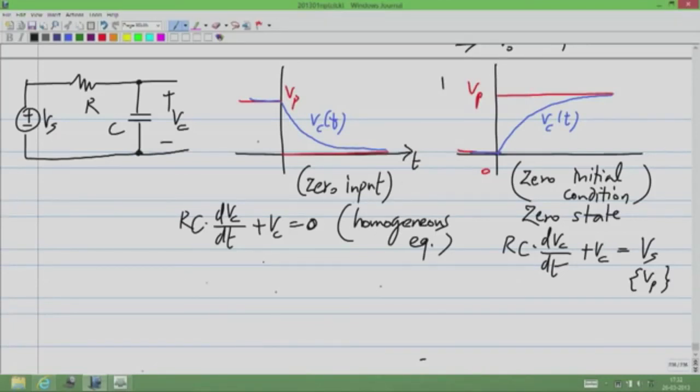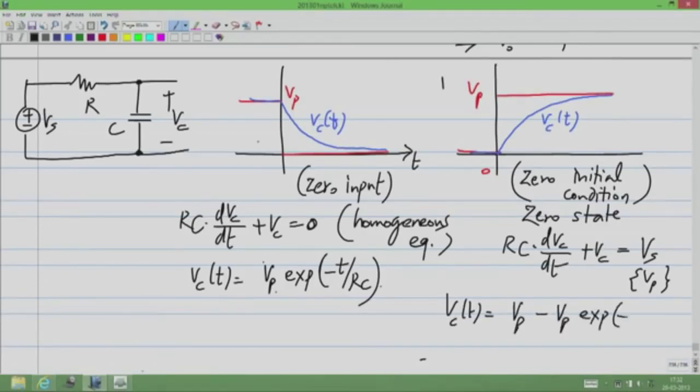And the solution to the 0 input case, it turned out, was Vp exponential minus t by RC. And the solution to this case is Vp minus Vp exponential minus t by RC. So we will look at these expressions and classify them into different parts. It turns out that this part is called the forced response. This is the natural response. The entire thing is the 0 state response in this particular case, and this is the 0 input response. We will look at all of those things in the next lecture. So if you have any questions now, I will clarify them.